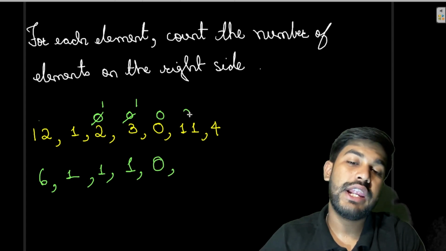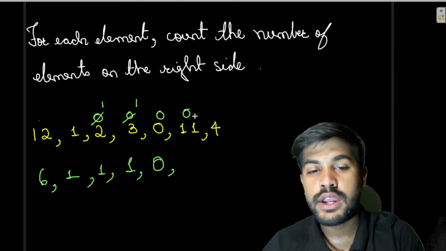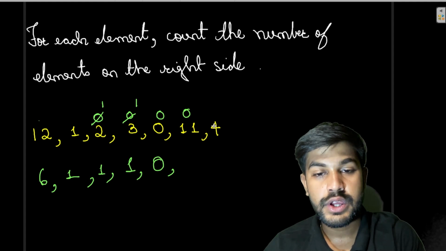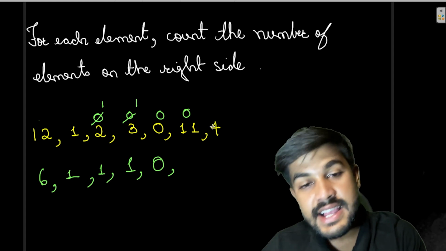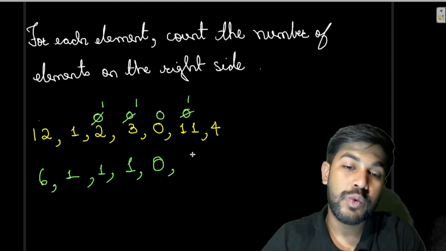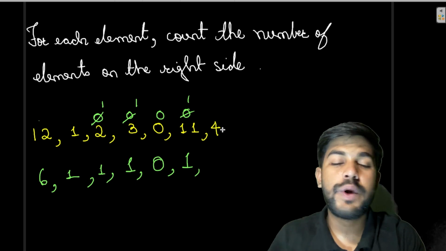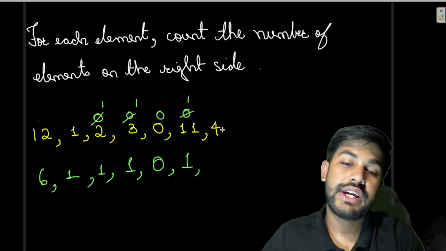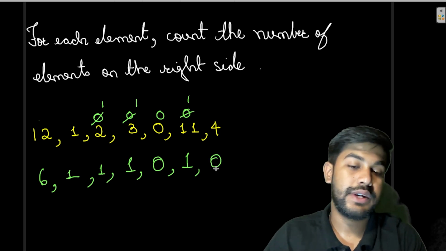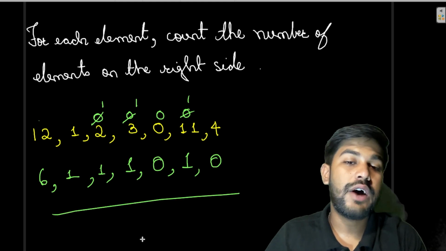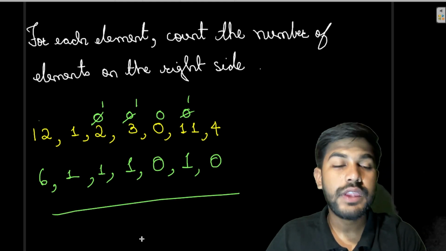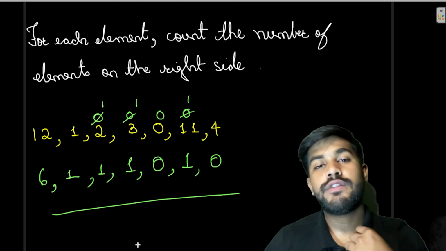Then we come across 11. For 11, there is only one element to consider, that is 4, which is less than 11. So the count is 1 and the value gets to 1. Then for 4, there are no elements on the right hand side. So we can say that the value is 0 itself. Okay, this is how the values are coming in. Now how can we solve this problem?